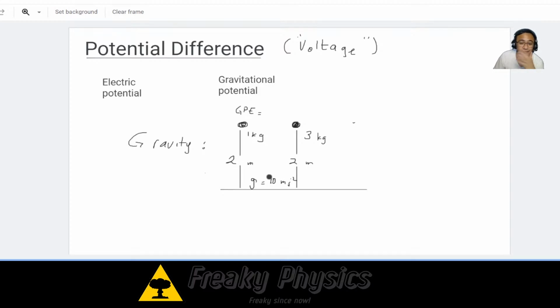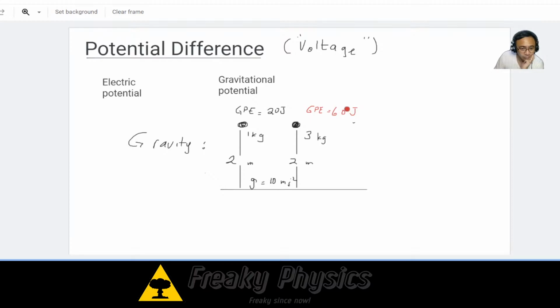It's not one half. There's no one half in the term, but the rest is correct. So it's just mgh. This is going to be 20 joules, right? How about this other object? The GPE of this other object is 60 joules, right? Yeah, 60 joules.